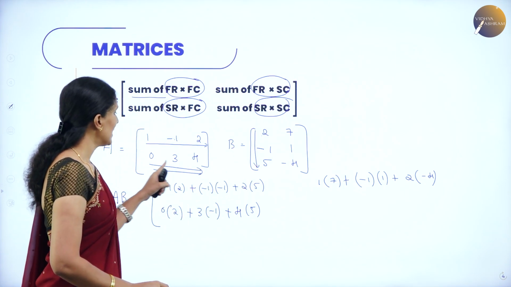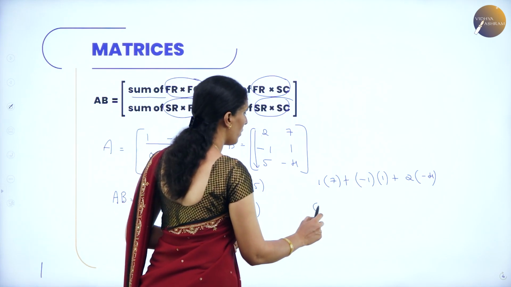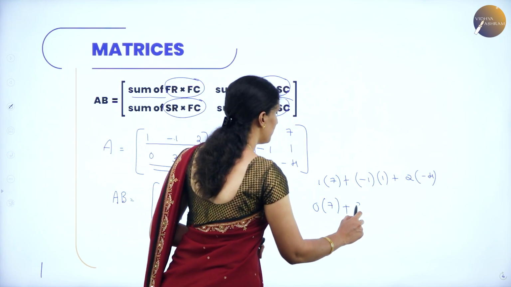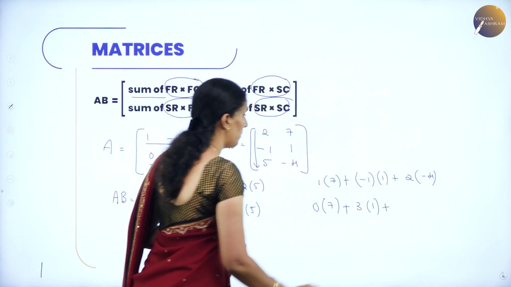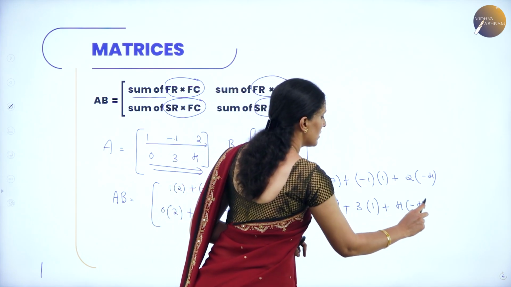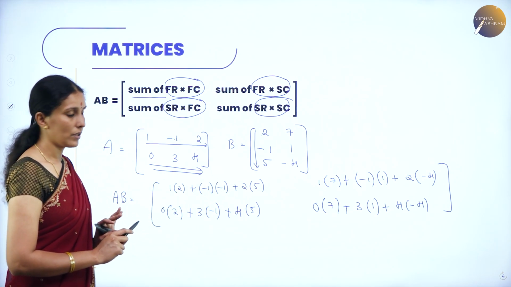Now the last one is second row with the second column elements. That is 0 into 7, plus 3 into 1, plus 4 into minus 4. So this is done now. There are no other columns left, there are no other rows left here.